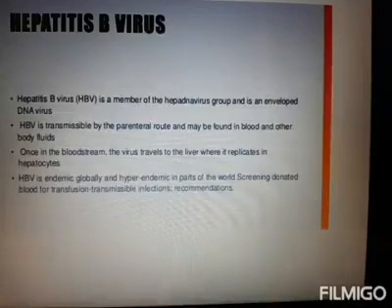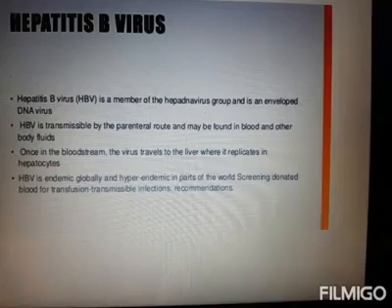The second agent to be considered is hepatitis B virus. Hepatitis B virus is transmissible by the parenteral route and may be found in the blood and other body fluids. Once in the bloodstream, the virus travels to the liver where it replicates in hepatocytes. Therefore, screening donated blood for transfusion transmissible infections is recommended.